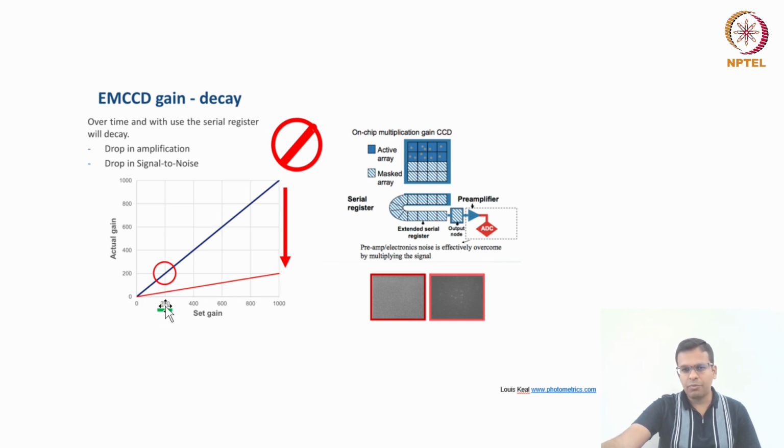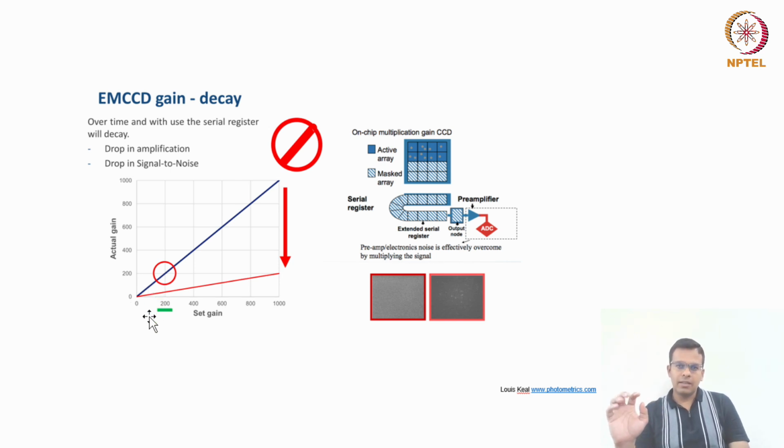So even if through software I set the gain to 200 like this, at the 200 value I will get the actual gain of hardly 50 or 25. So that's why there is a decay in the EMCCD gain over a period of time.